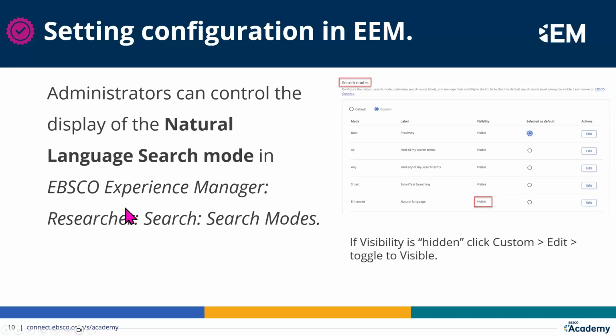In the Experience Manager portal, in the Researcher, Search and Search Mode section, there is your natural language search. For me, you can see mine is set as visible, so I'm seeing it on my interface. If yours says hidden, click on Custom, click on Edit. There'll be an option to slide the toggle to visible, click on Publish and Apply, and it will go through to your interface. You should be seeing it, but if you're not, it could be hidden in here.